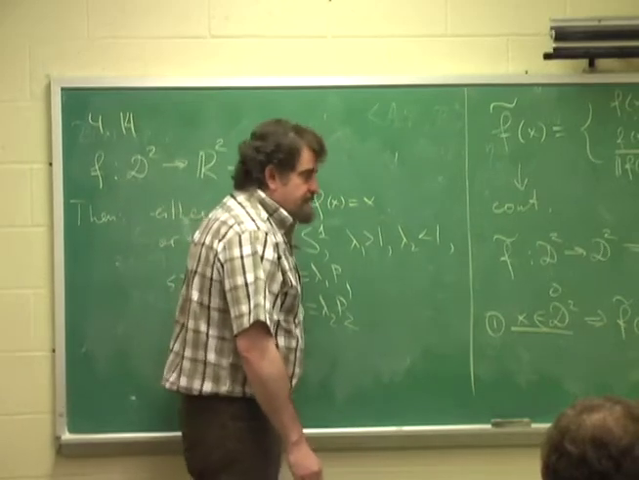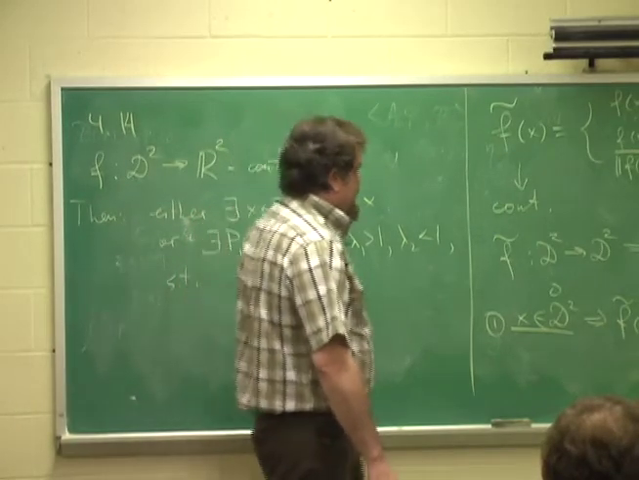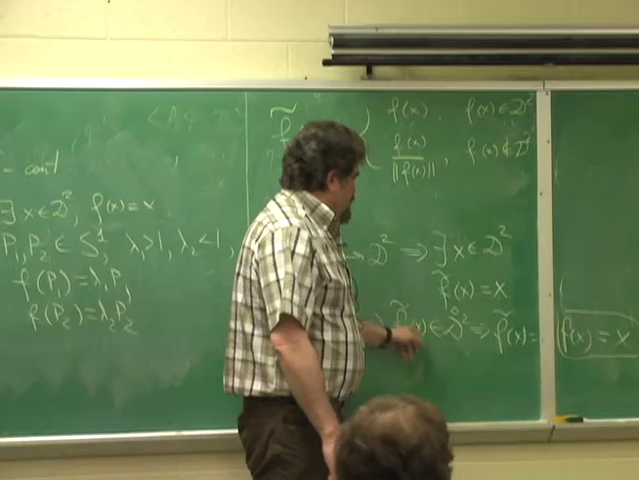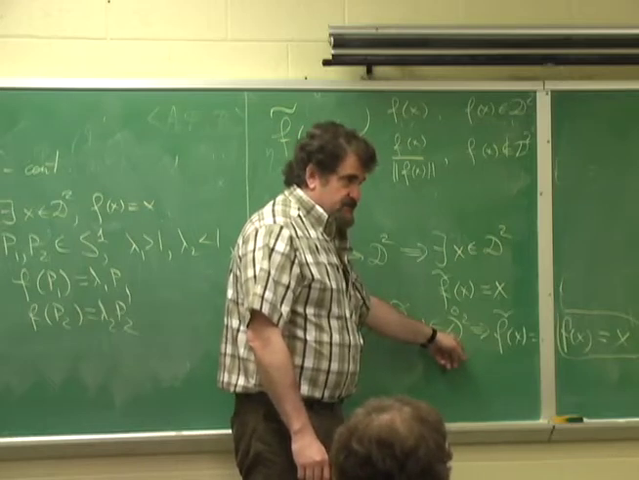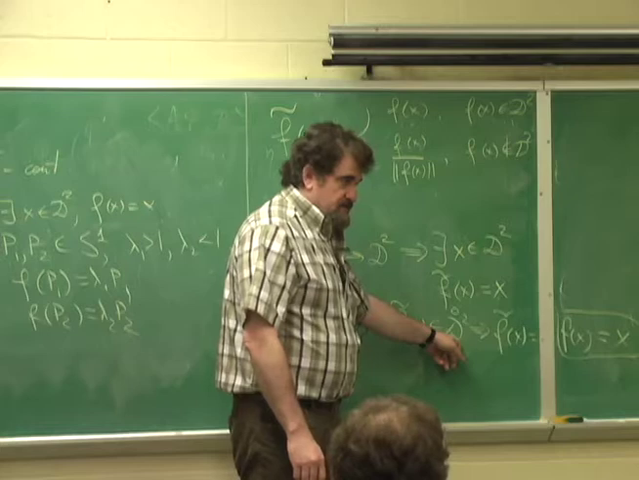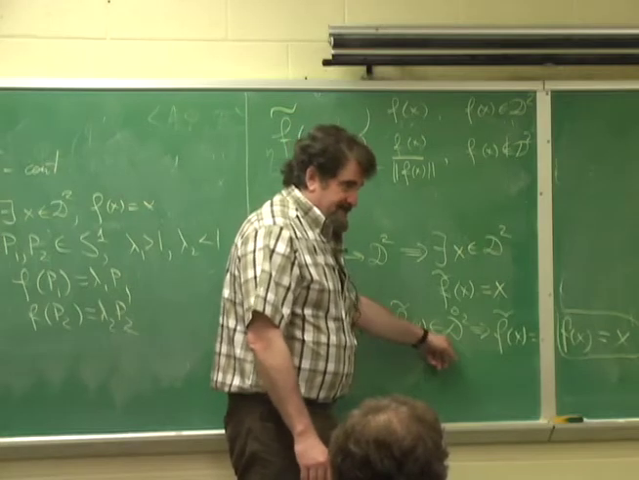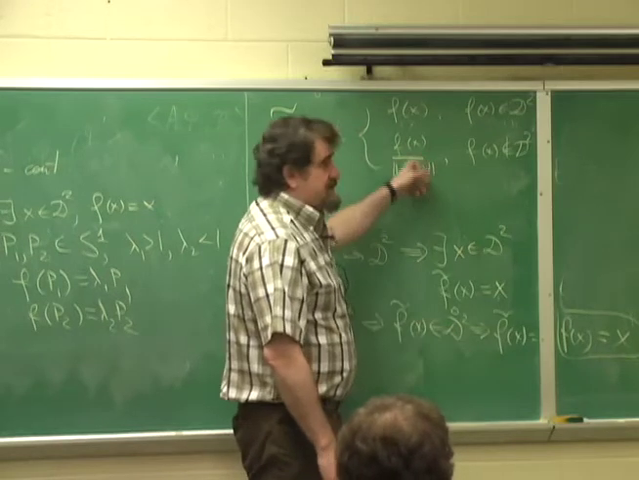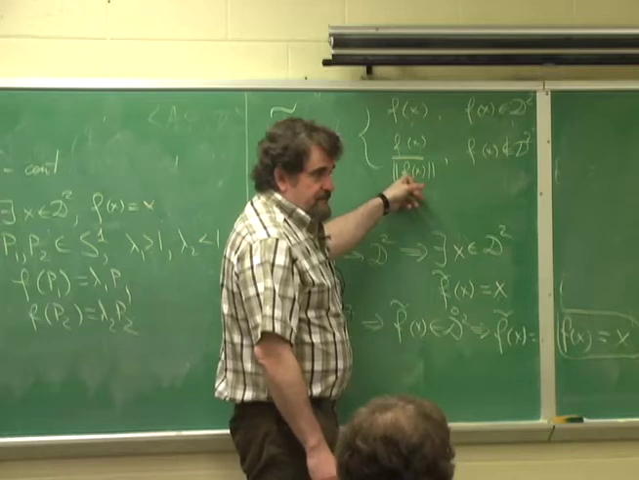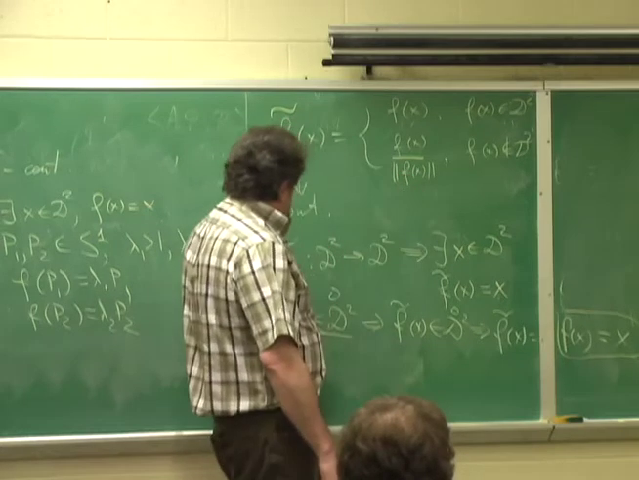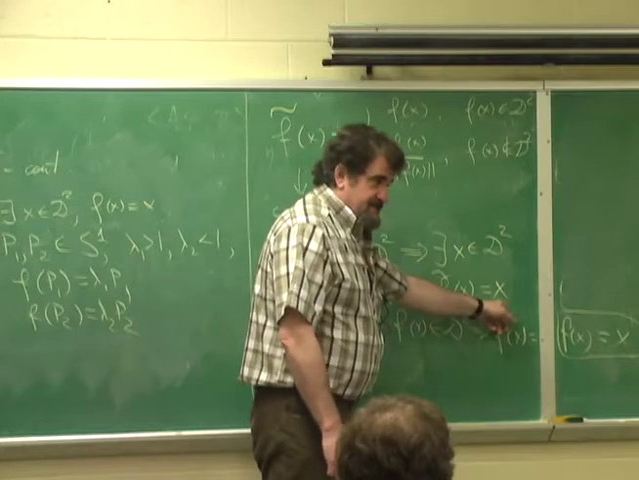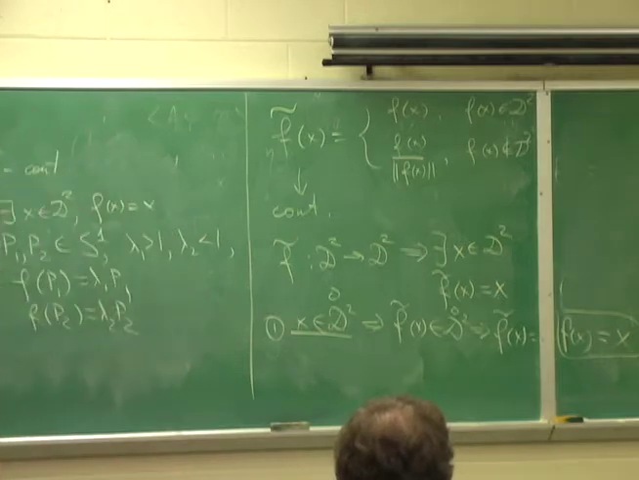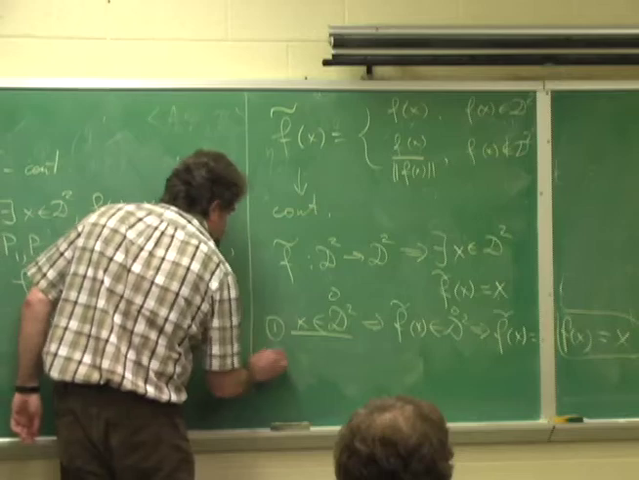Is it clear? If x is inside D2, then x is f tilde of x. Then f tilde of x is inside D2. But if f tilde of x is inside D2, it cannot be given by this formula. Why is f tilde inside if x is inside? Because f tilde of x is x. I'm sorry, yes. All right. Thank you.